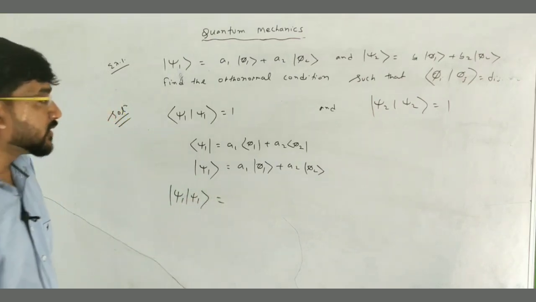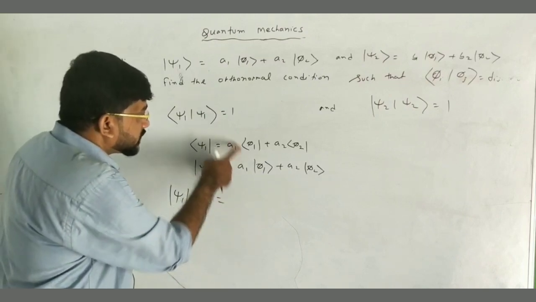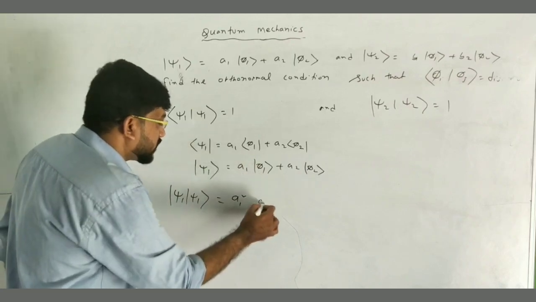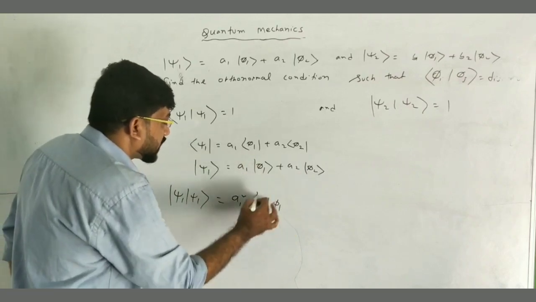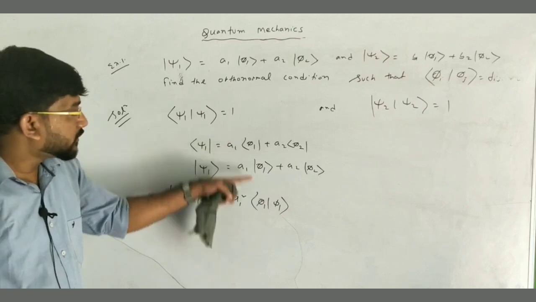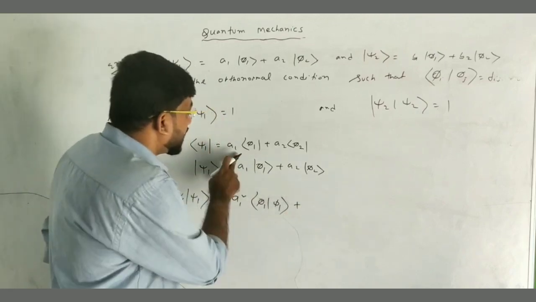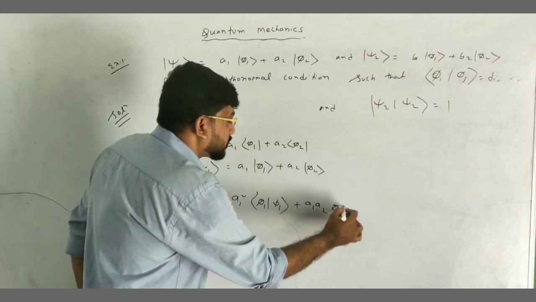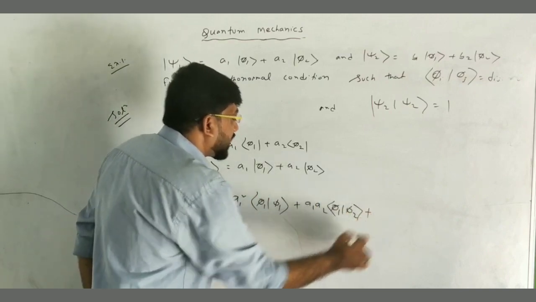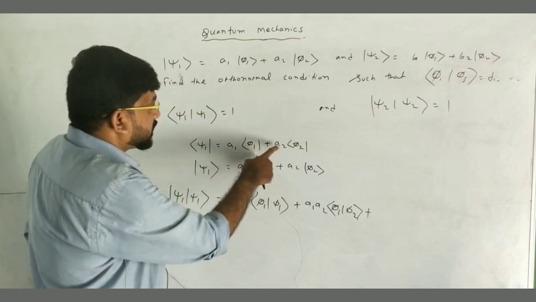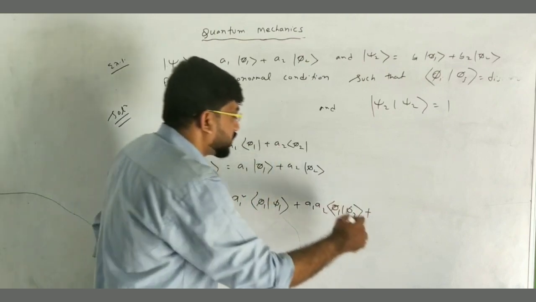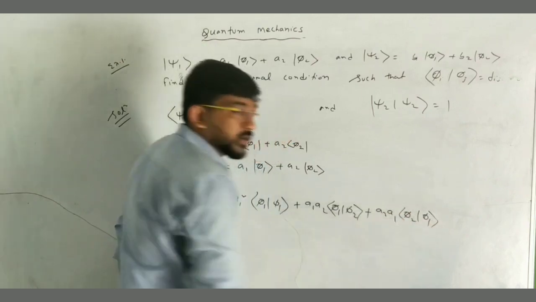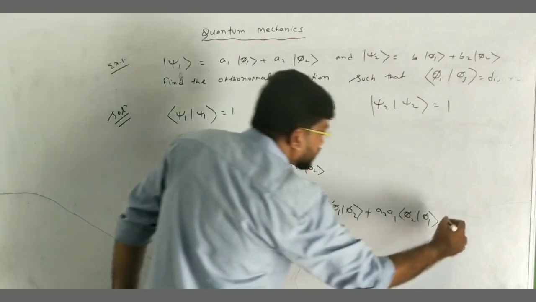Now, if you multiply this with this, that means psi 1 with psi 1, then what will happen? Whenever you multiply this with this, you will get a1 square phi 1 with phi 1. So, a1 square phi 1 with phi 1 plus a1 a2 phi 1 with phi 2, plus a2 a1 phi 2 with phi 1, plus you will get a2 square phi 2 with phi 2.